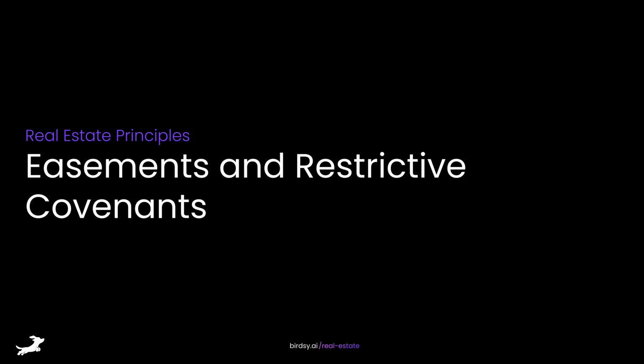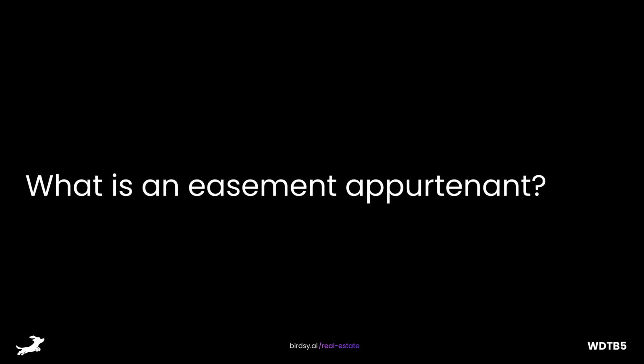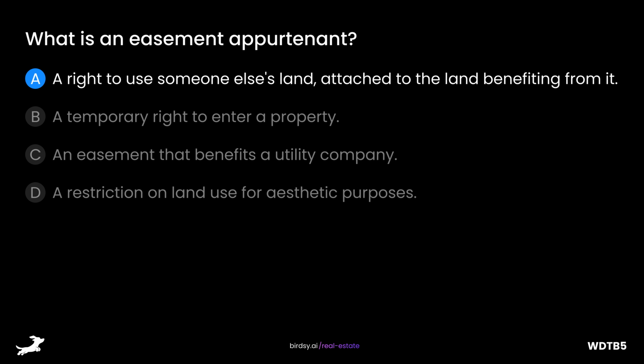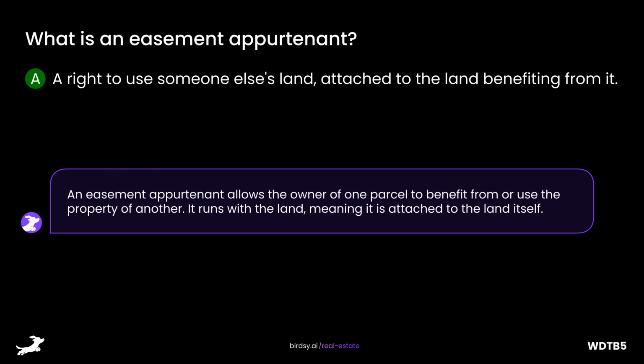Easements and restrictive covenants. What is an easement appurtenant? Is it A, a right to use someone else's land, attached to the land benefiting from it? B, a temporary right to enter a property? C, an easement that benefits a utility company? Or D, a restriction on land use for aesthetic purposes? The answer is A, a right to use someone else's land, attached to the land benefiting from it. An easement appurtenant allows the owner of one parcel to benefit from or use the property of another.